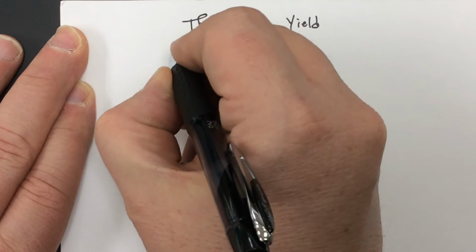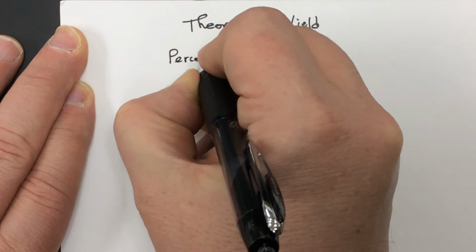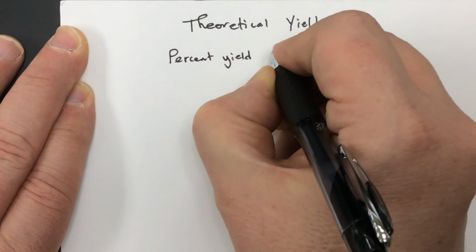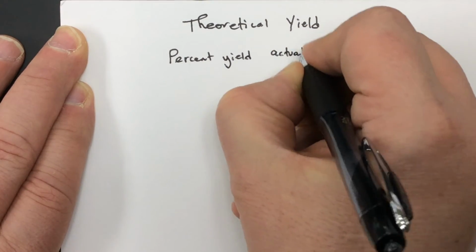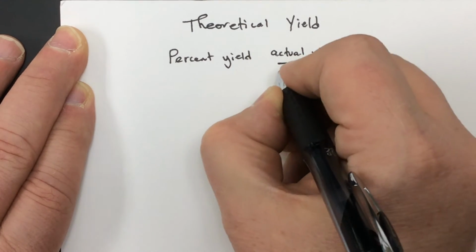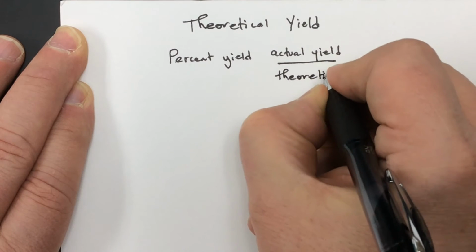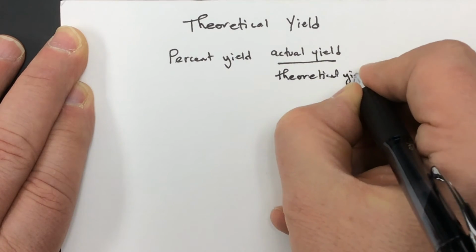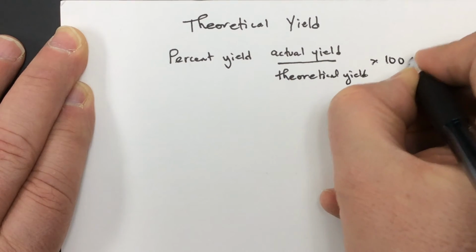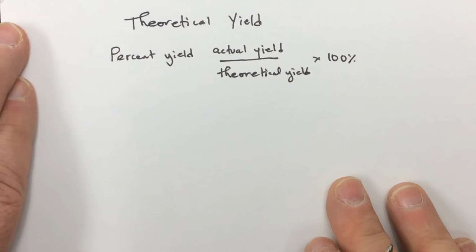So first of all, the formula is easy. The percent yield is actually what you get, which is the actual yield, over what the paper says you should get, the theoretical yield. And then you're going to express it in a fraction or in a percentage, so you're going to multiply that fraction times 100%.